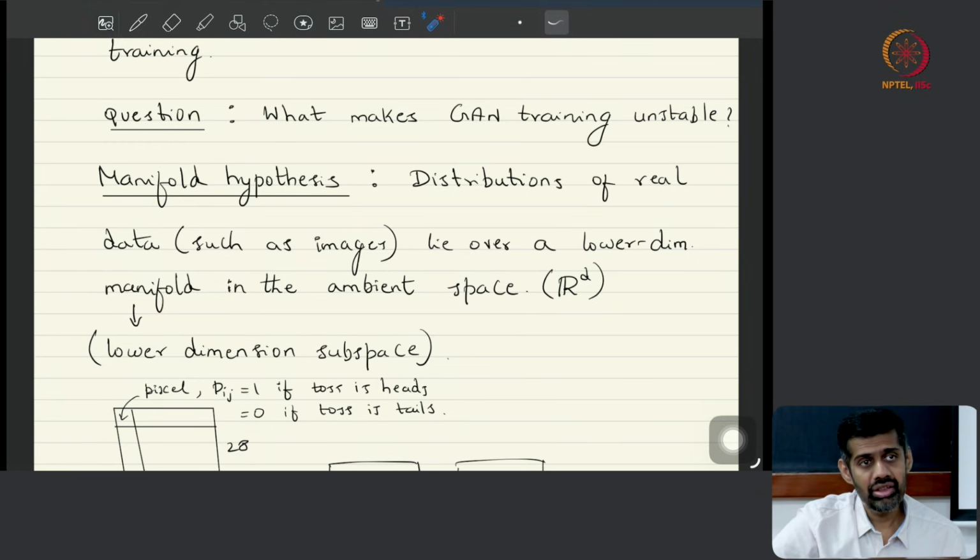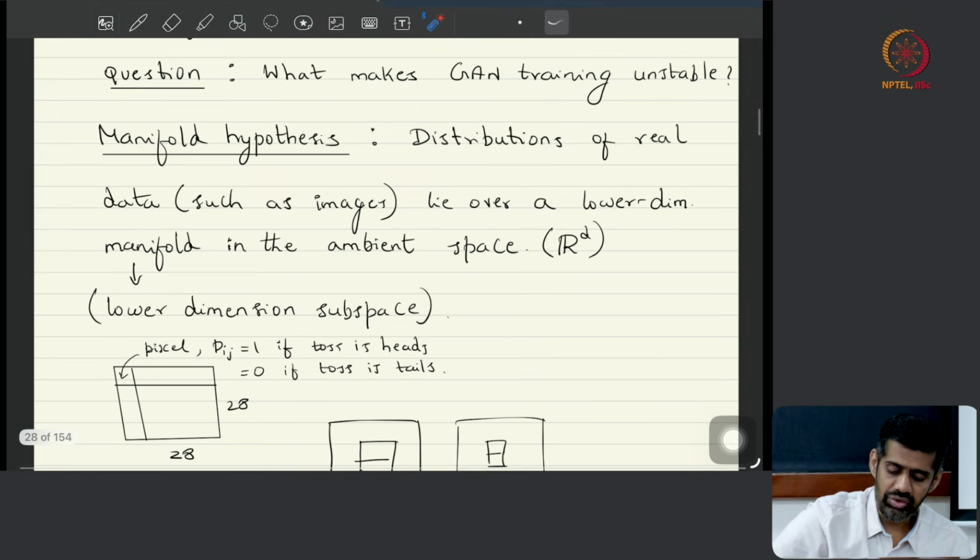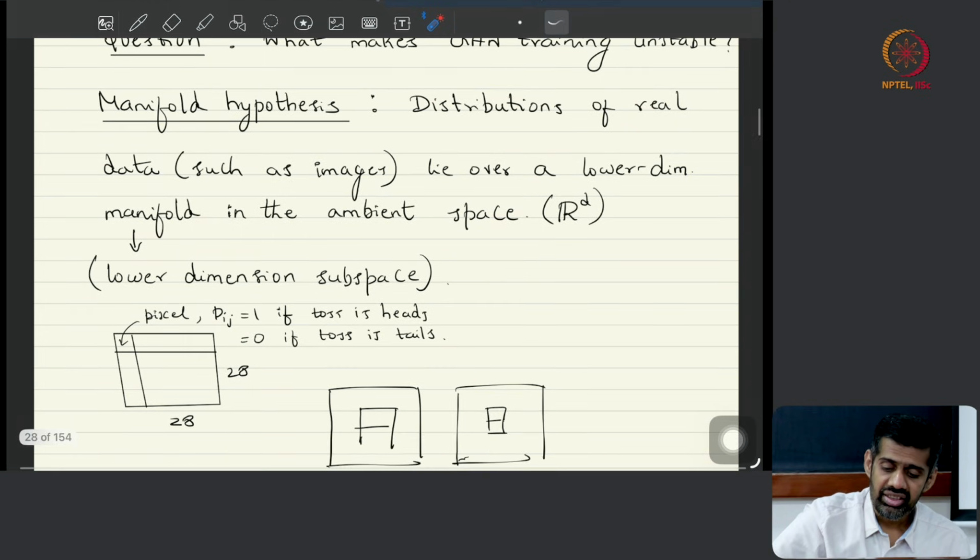People have actually done a very systematic study to realize why the training of these kinds of paradigms, which involve the min-max optimization problem, is much more difficult. So to understand that, we will have to look at what is called the manifold hypothesis. Okay. This is a hypothesis because there is no way that we can prove it. So what is a hypothesis? Some conjecture that does not have a proof yet, correct. So the manifold hypothesis says that distributions of the real data that we get lie over a low dimensional manifold in the ambient space. What does this mean?